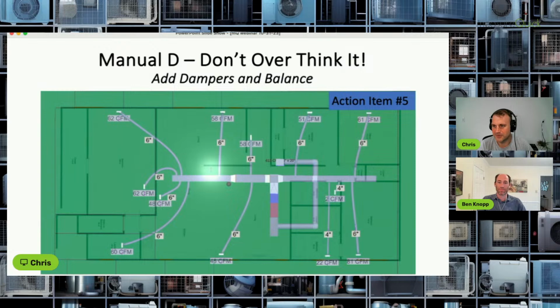So I was trying to make things as easy as possible. The original install was basically all 6-inch duct. And I said, you know what? I'm just going to leave it all 6-inch duct, because here's the deal. I can add balancing dampers and I can balance my way to victory.